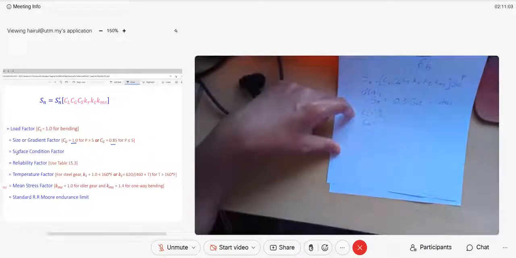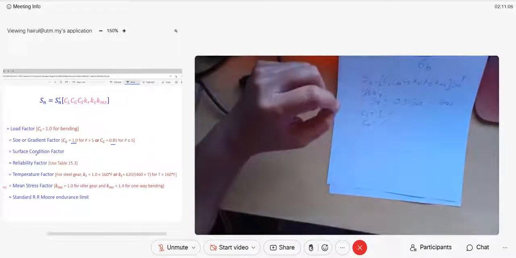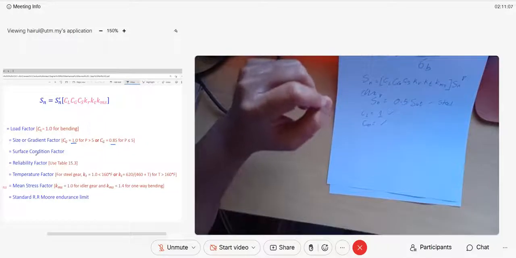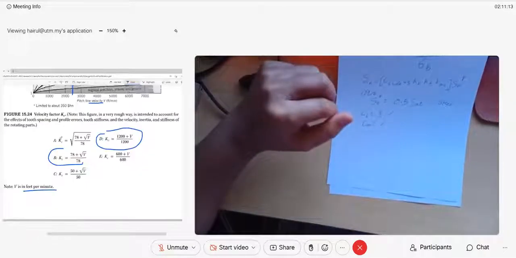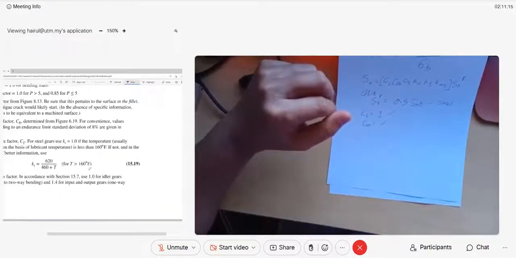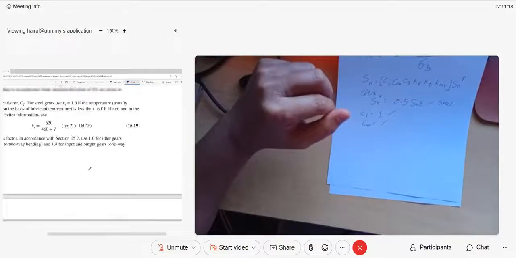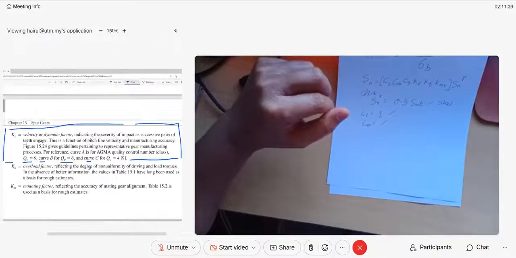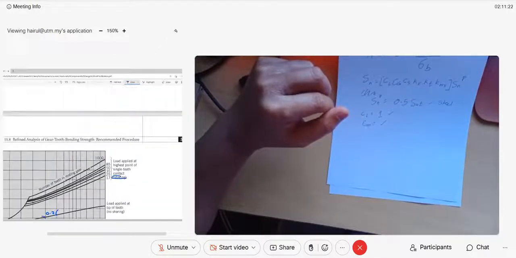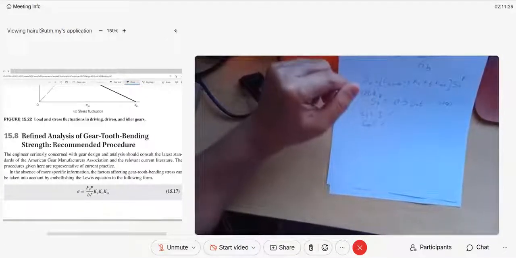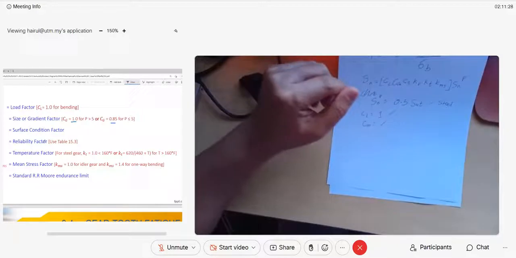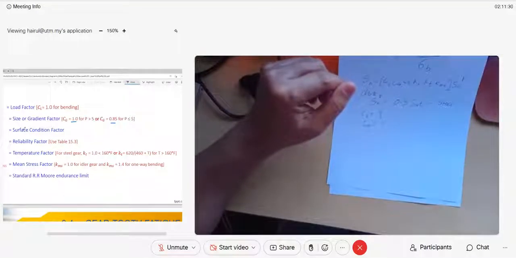Next, the surface condition factor. For the surface condition factor you do not look in the gear chapter; you look in your chapter 8 on fatigue, the surface factor. We will discuss it in the sample problem later. It's the same thing, the surface factor.